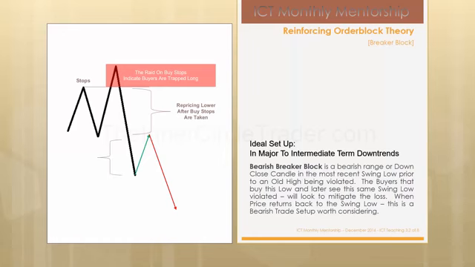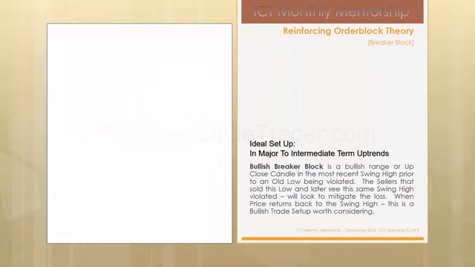The low that's violated here, once market structure is broken down, and all future retracements will be viewed as new selling opportunities, especially once it trades back up to the low here. That gives us our bearish breaker.